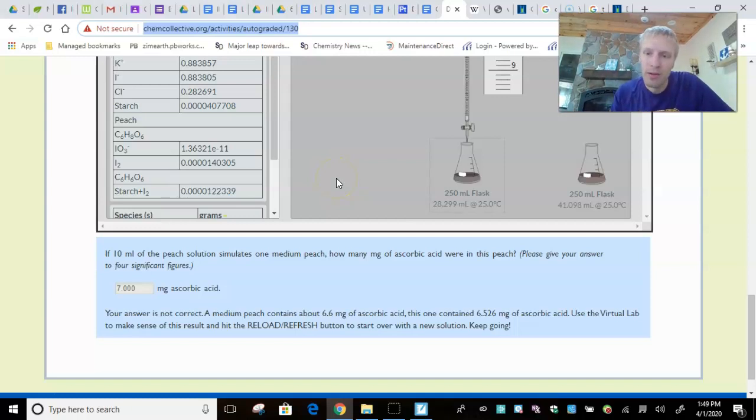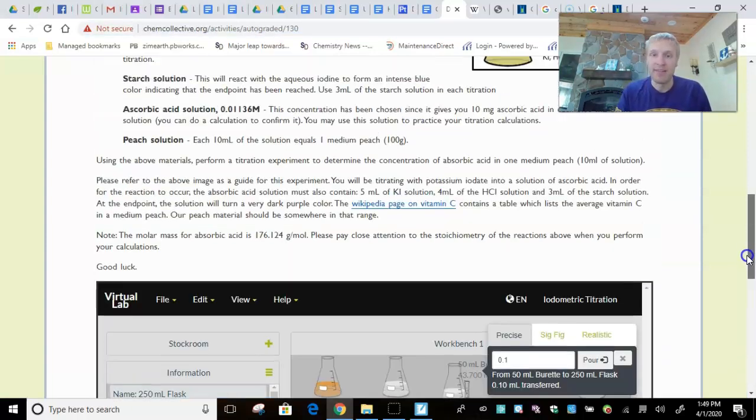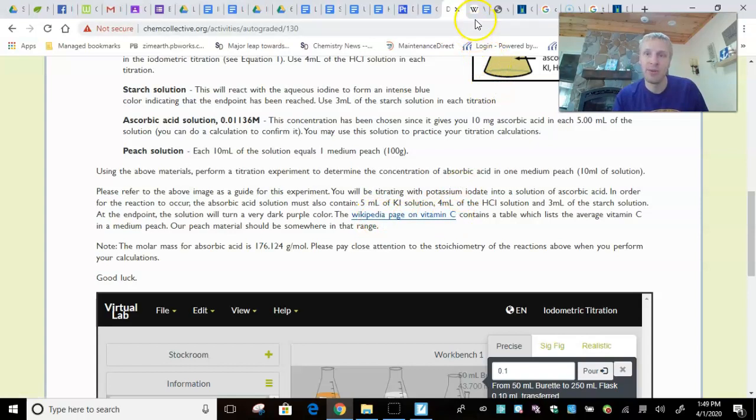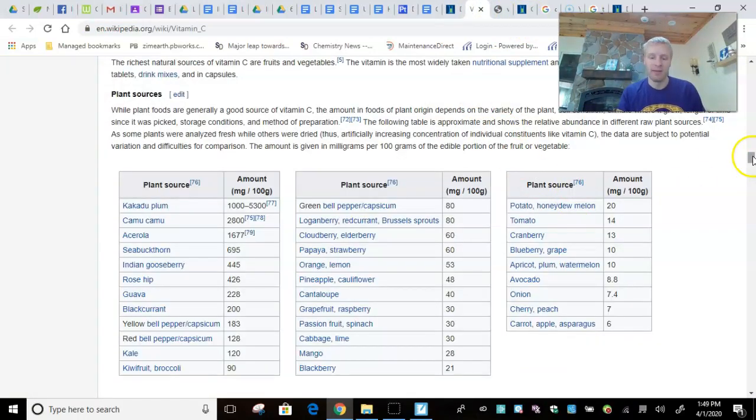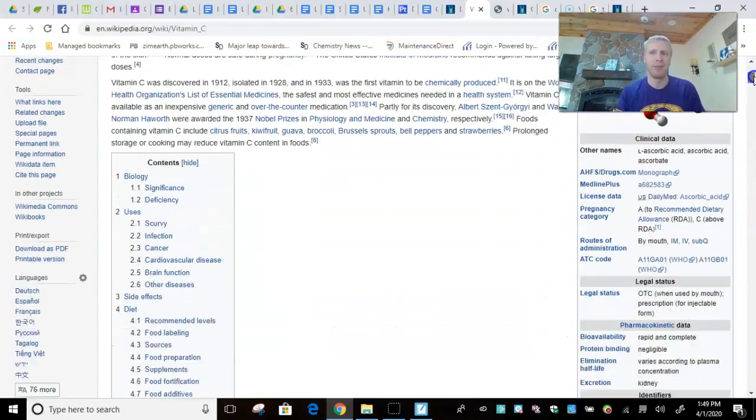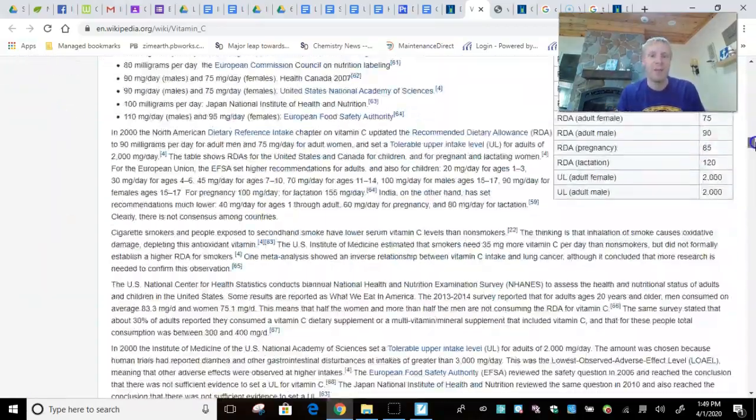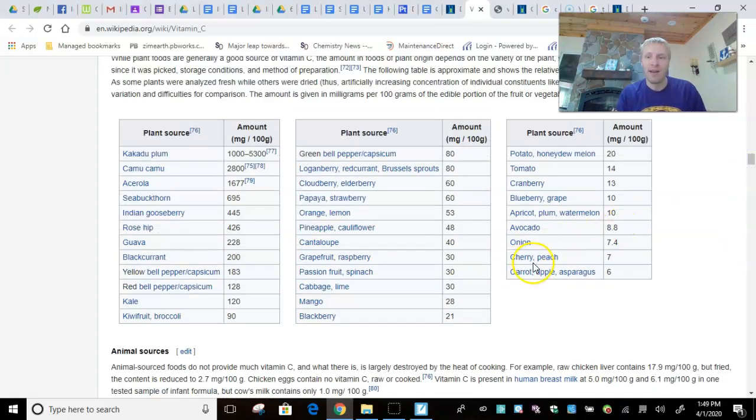So, there we go. And then what we can do is we can compare it. Well, they say a medium peach contains about 6.6. So it's going to be give or take 0.2, depending upon the specific sample. They got a Wikipedia page to give you that information, because they don't give you that information until you actually answered it correctly or incorrectly. And you have to scroll down. I'll show you. It starts off here. I had to read through all this until it's like, oh, here it is. Peach, 7 milligrams per 100. And they probably just rounded up to the nearest whole number, most likely. As you can see, they're all whole numbers.